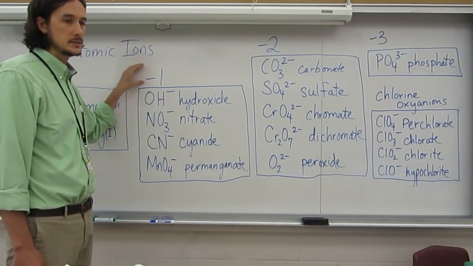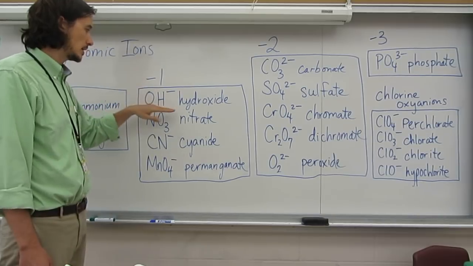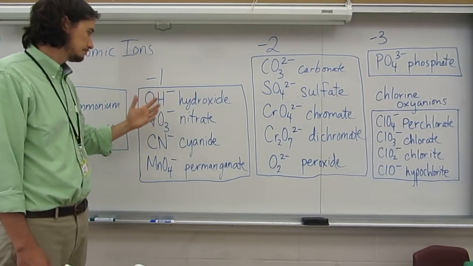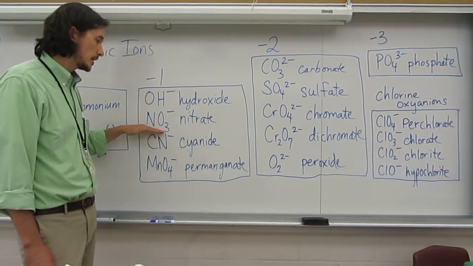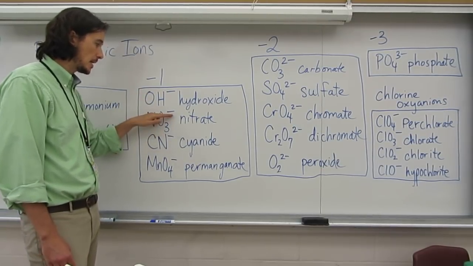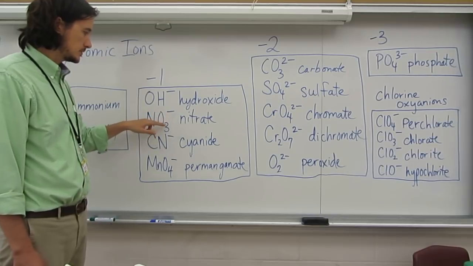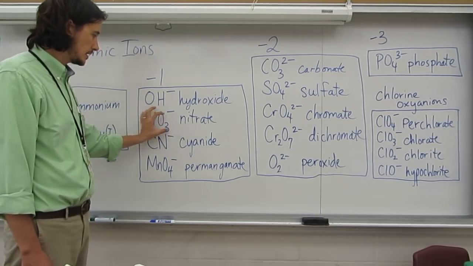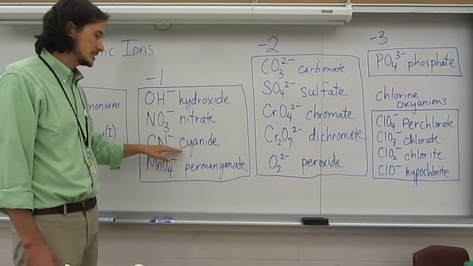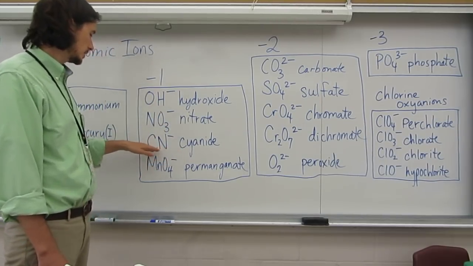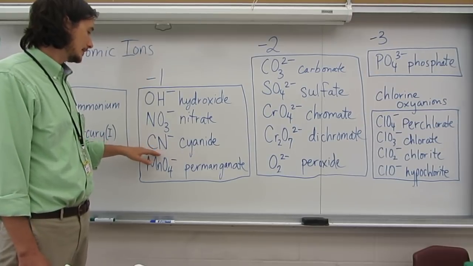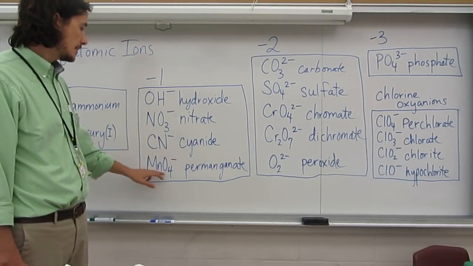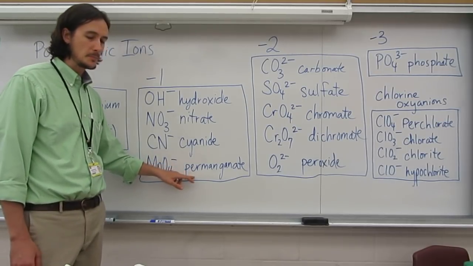We've got -1 ions. There are many of these. We've got hydroxide. That's pretty common. It's very basic. Nitrate, we have NO3 -1. Just be careful. I've seen students start using the 3 up here. There's a -1 ion with the NO3. We've got cyanide, which sounds pretty fun, or sounds toxic. But we've got C and N, we've got a minus, and MnO4- is permanganate.